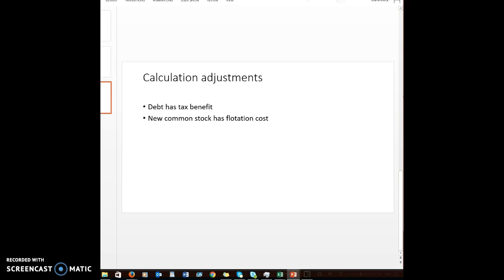New common stock, new issues of stock, have flotation costs. These are those transactional costs for the new issue. And so if part of the funding is to sell new common stock, you'll also have to calculate the effective flotation costs. And that only happens on a new stock. If you're using just retained earnings, you don't have those flotation costs to worry about.